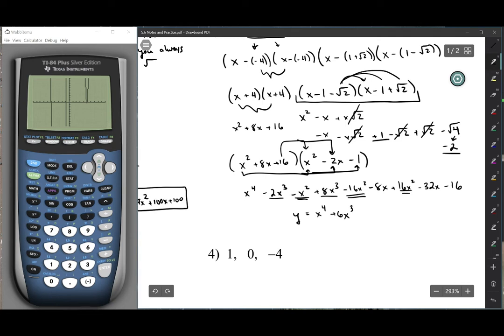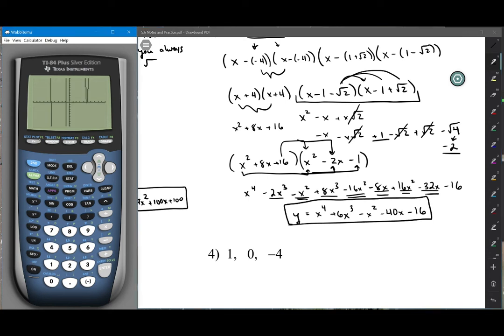Let's check out our squareds. Negative 16, there's negative 17. Hey, those squareds cancel, so just minus x squared. And our regular x terms, negative 40x. And then lastly, minus 16. Okay, so that is the equation.